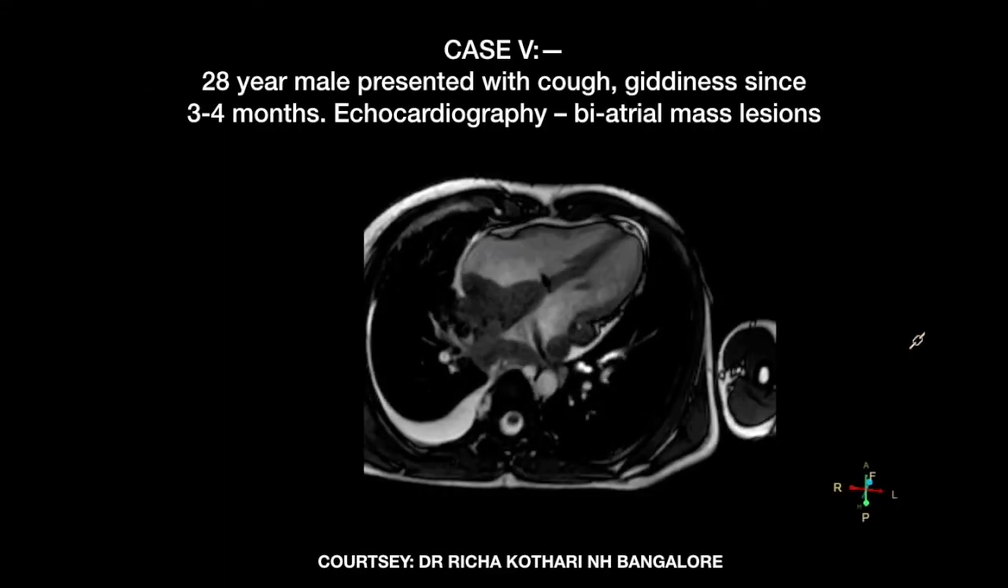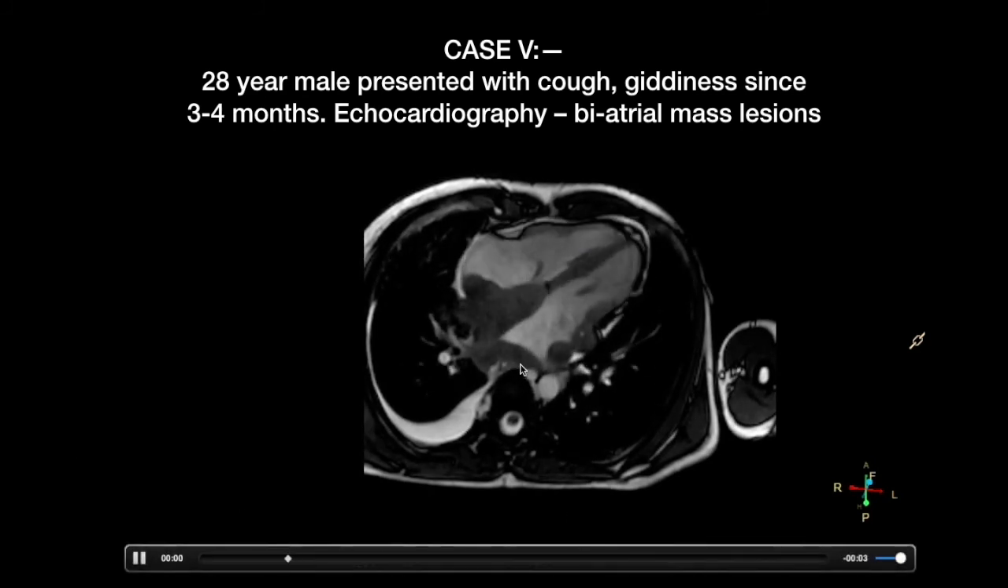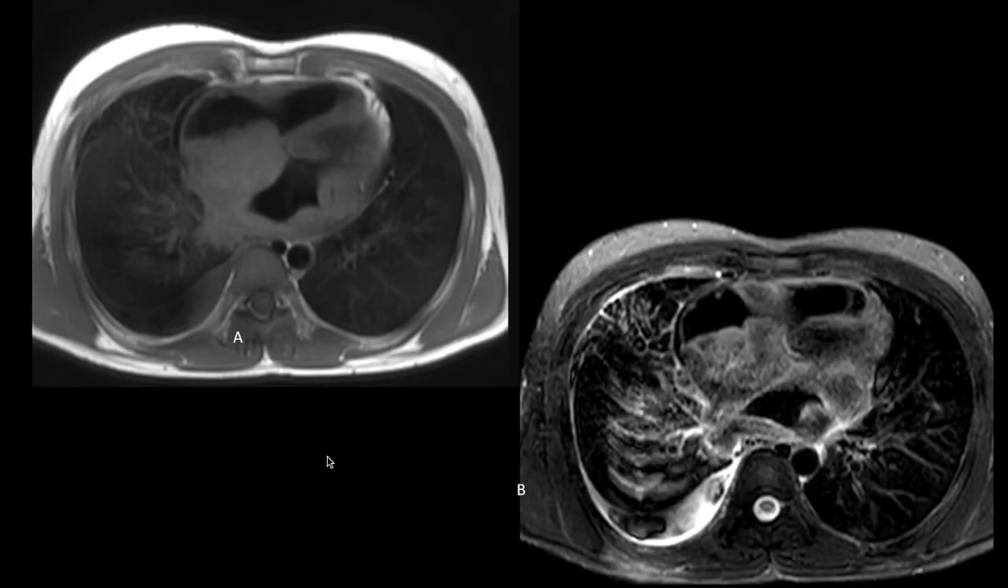This was a wonderful case given by Dr. Richa Kothari from Narayana Hrudayalaya, Bangalore. A 4-chamber Cine SSFP sequence shows a mass lesion involving both atria, valves and the interatrial septum. Right-sided pleural effusion is present.